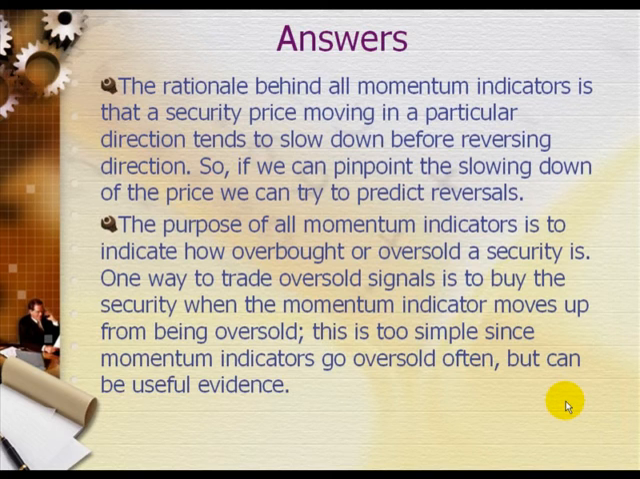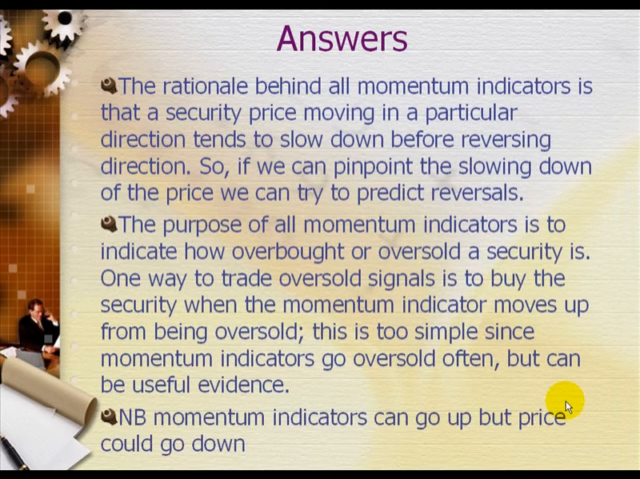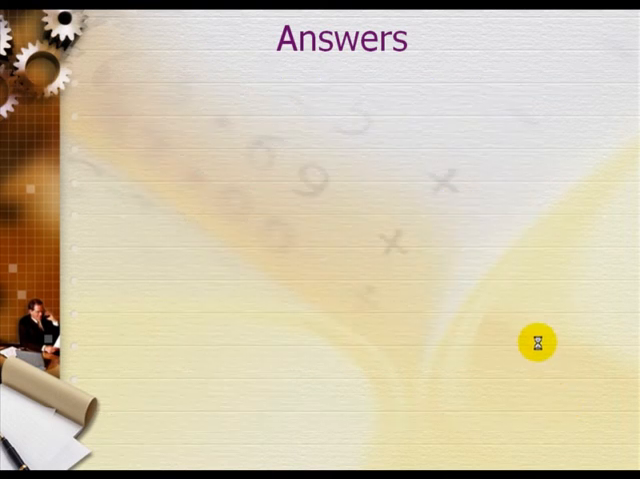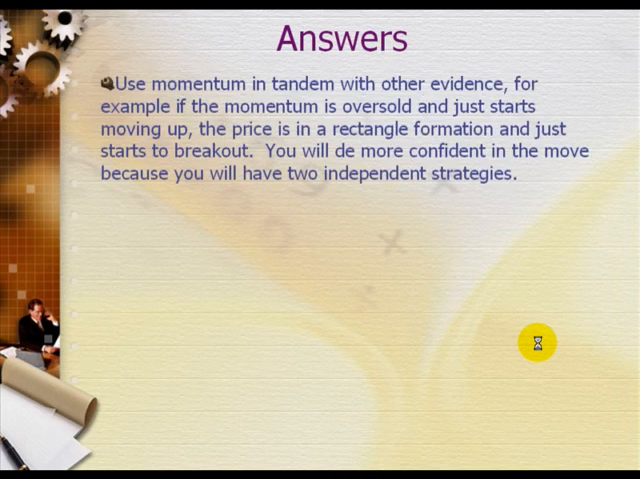NB. Momentum indicators can go up, but the price could go down. Okay. Use momentum in tandem with other evidence. For example, if momentum is oversold and just starts moving up, and the price is in a rectangle formation and just starts to break out, you'll be more confident in the move because you will have two independent strategies.